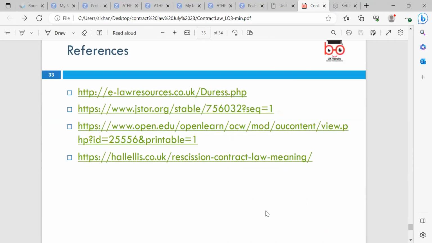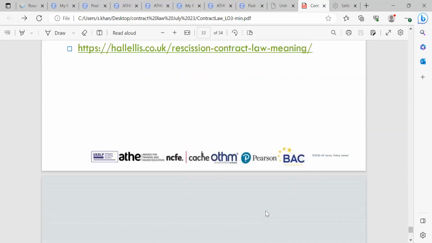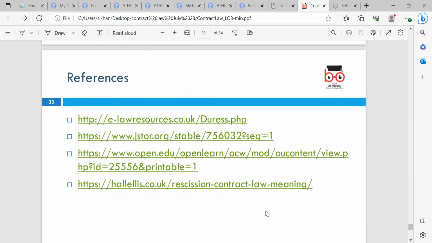These are some of the references: e-law resources for your case law on duress, JSTOR.org, OpenEDU EU, and Halsbury's on rescission of a contract meaning. Now you need to go onto Moodle in regards to extra resources, and in regards to the case summaries on each case, have a read of them. They're all on e-law resources, and you'll be able to understand the full facts and what the decision was in the case. So please go on to the law resources page, but also go on to Moodle for your additional resources and any additional ebooks or anything like that.